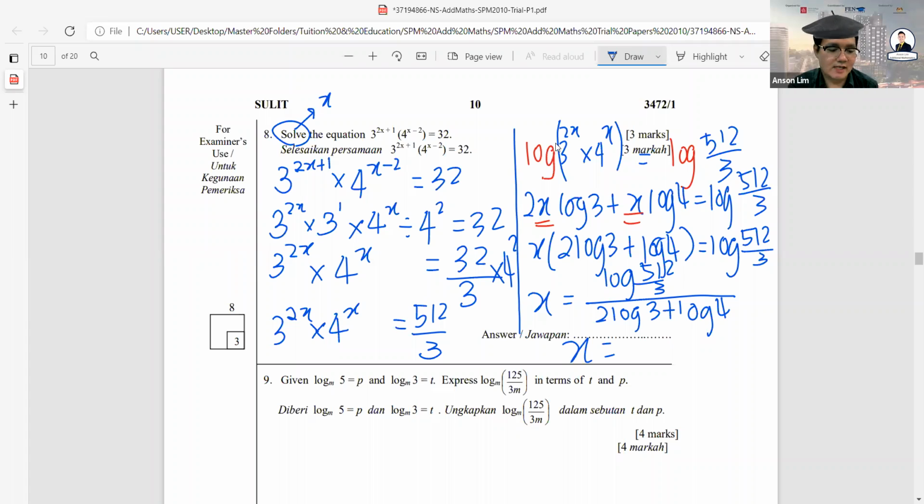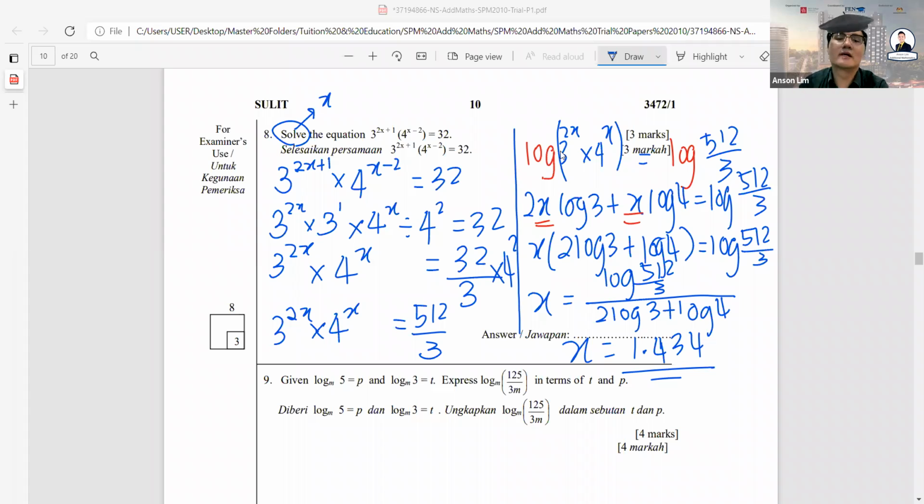The answer is very ugly because it has decimals, right? So I want you to see carefully. Press your calculator, divide by the whole thing, 2 log 3 plus log 4. I want to see your answer, class. Tell me what is your answer. Do you get 1.434? Okay. Yes, right. Any question?